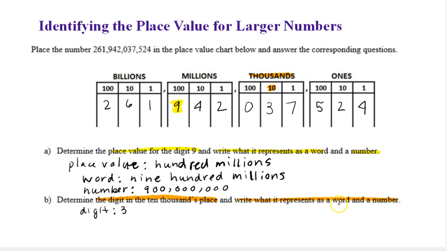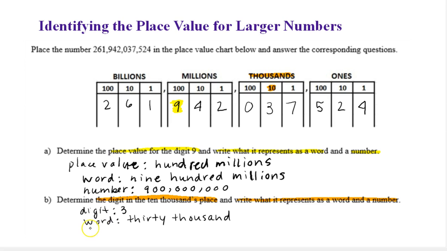Now what does that represent as a word? Well, it's 3 10,000s or 30,000. So as a word, we would say this represents 30,000. Notice I changed that to 30 instead of 3 10s because, unlike the hundreds where we would say 900, for 10, 20, 30, 40, etc., we have special names, which you're probably familiar with.